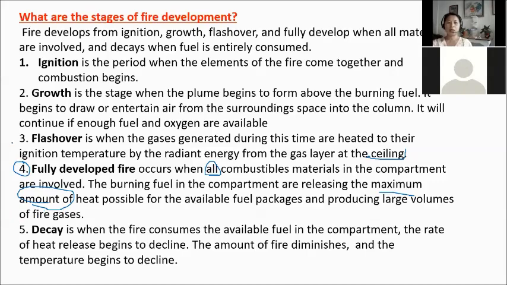So kung maabutan ito ng mga firefighters, kung naka-stage 4 na, mahirap na i-recover yung property.